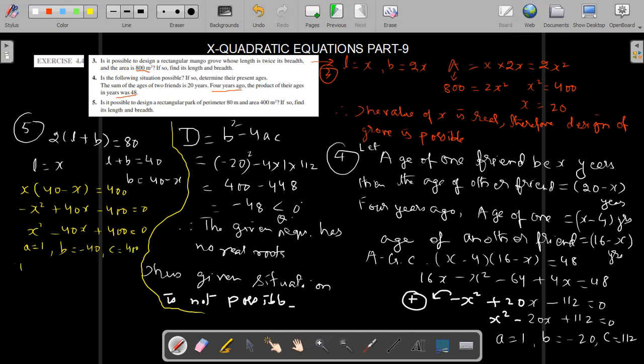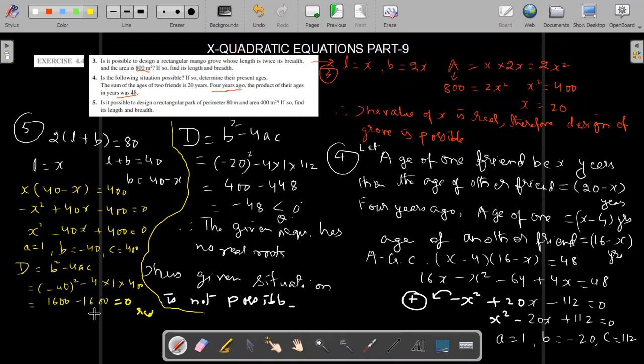To find the discriminant, d is equal to b square minus 4ac. So that is minus 40 square minus 4 into 1 into 400. So 40 square means 1600. 4 into 400 is again 1600. So we get 0. That means the equation has equal roots, real and equal roots.